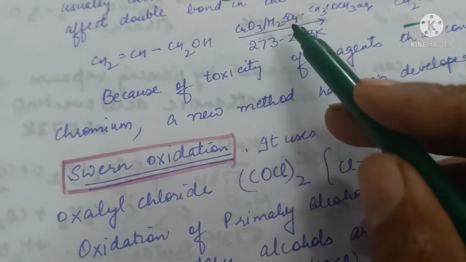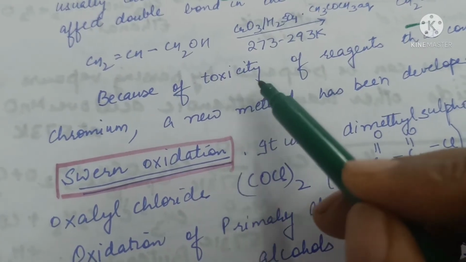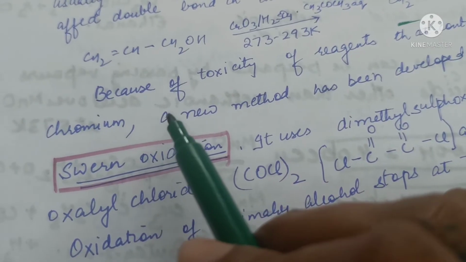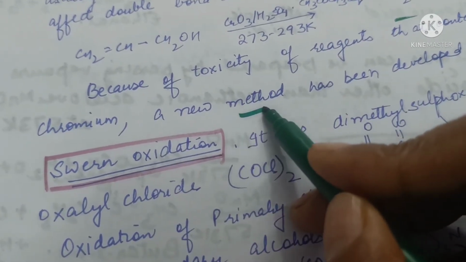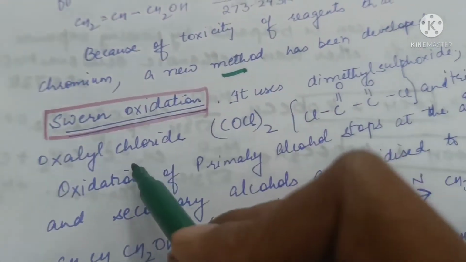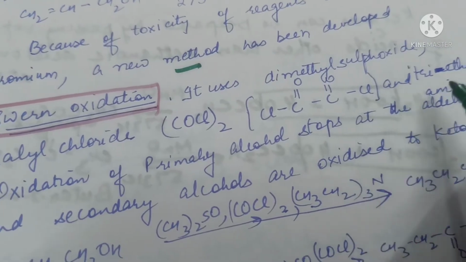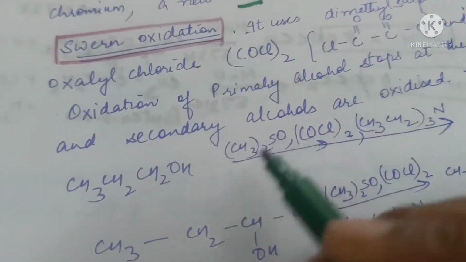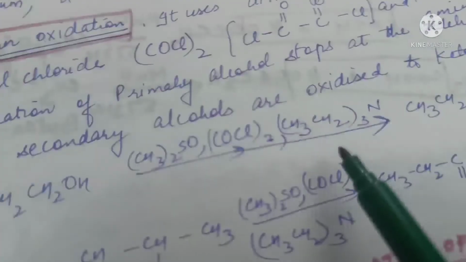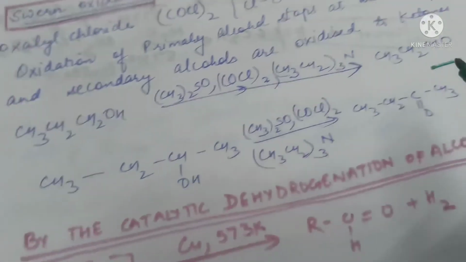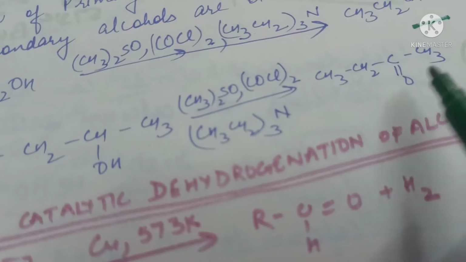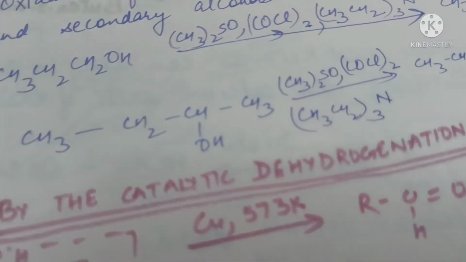Because chromium trioxide is toxic, due to the toxicity of reagents that contain chromium, we can use a new method where chromium is not used. This method is called Swern oxidation. Here we use dimethyl sulfoxide, oxalyl chloride, and triethylamine. So, for example, on oxidizing propanol, we can oxidize into aldehyde. Similarly, butan-2-ol will get oxidized to butanone, butan-2-one.